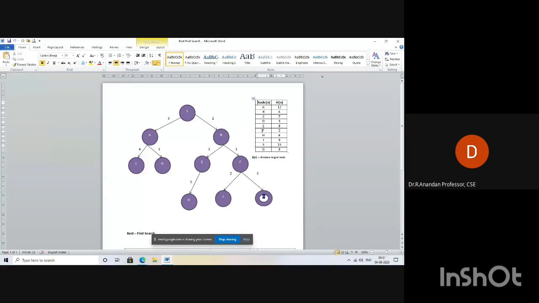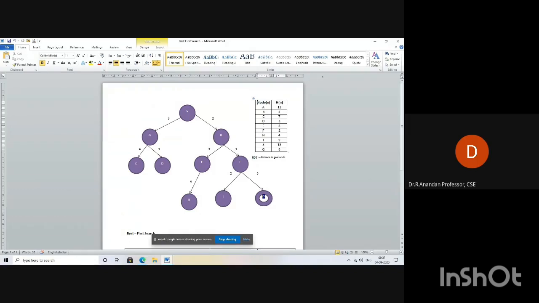Okay. Now we are going to go for greedy best first search. Best first search was invented by Greedy, so it is named after the inventor, greedy best first search.